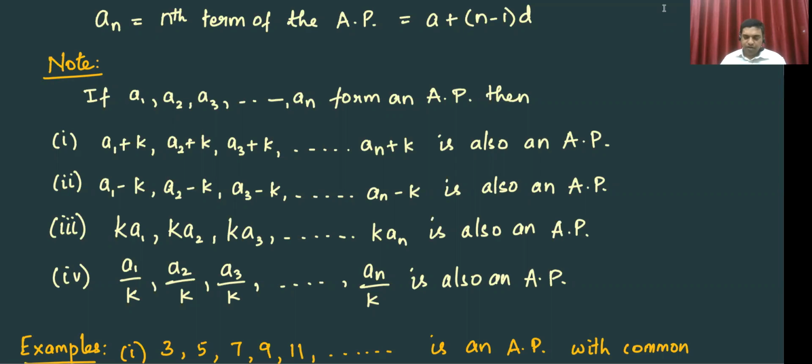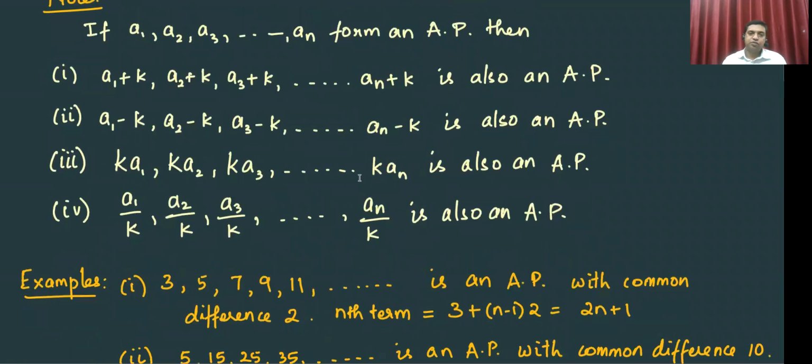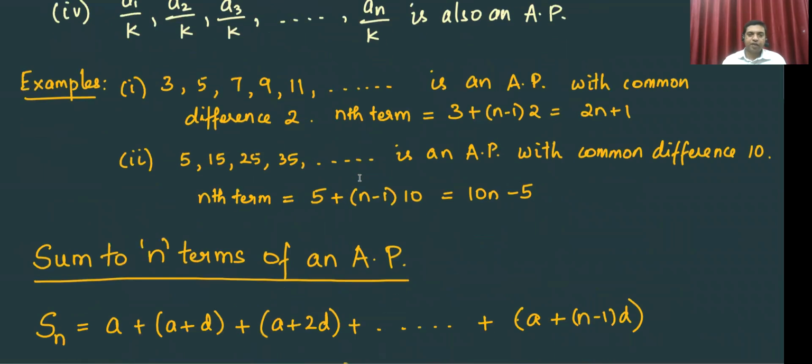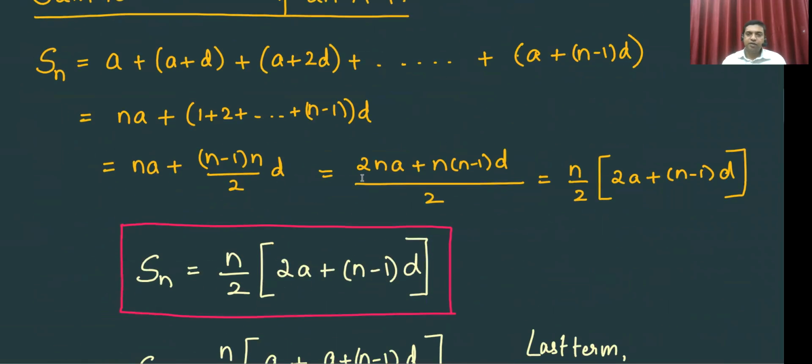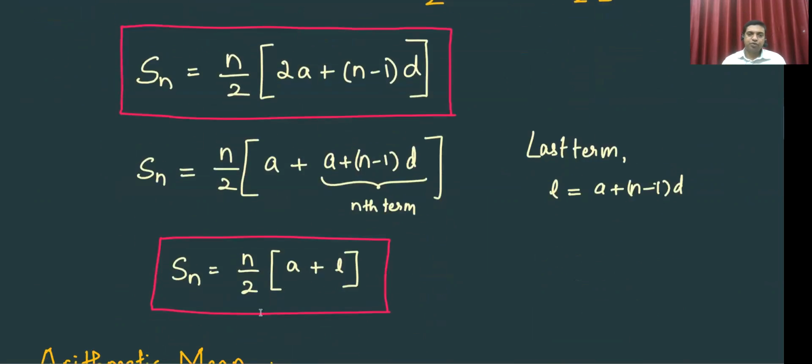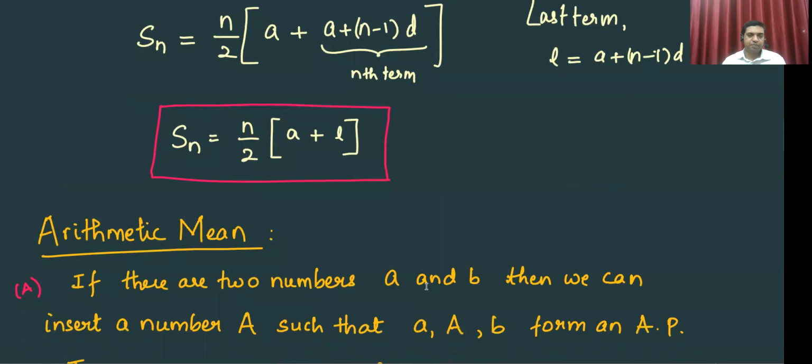For an AP, if you add, subtract, multiply or divide by a constant, the resulting sequence will also be in AP, arithmetic progression. Sum to n terms of an AP is n by 2 into 2a plus n minus 1 d, which you can also write as n by 2 times a plus l, the first term plus the last term.